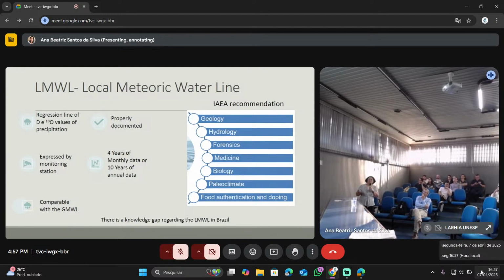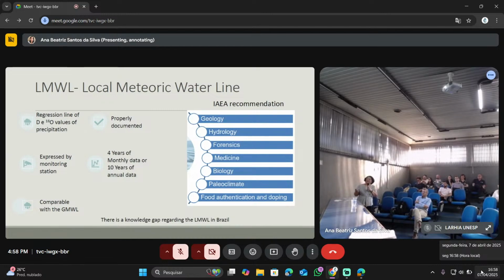It should be properly documented, usually expressed for one monitoring station. It should be comparable to the global meteoric water line. And the International Atomic Agency recommendation is that it should aggregate at least 4 years of monthly data or 10 years of annual data for these stations.